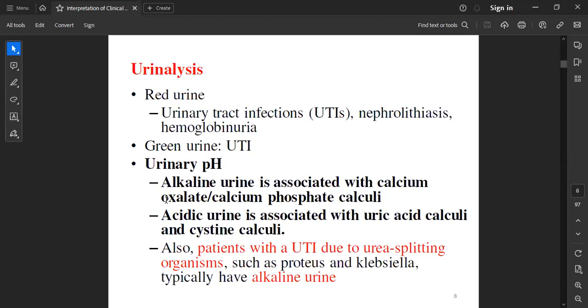And then the next one was the pH. pH can be alkaline or acidic. Alkaline is associated with calcium oxalate or calcium phosphate calculi, kidney stones. So alkaline urine is a risk factor for indicating kidney stones. Acidic urine is for uric acid calculi or cystine calculi. So for patients with UTI due to urea splitting organisms like Proteus mirabilis, or just one of the Proteus species, or Klebsiella, they will also show alkaline urine.